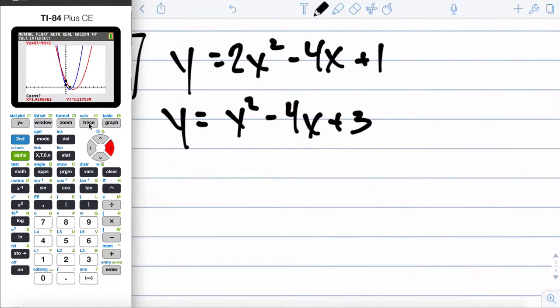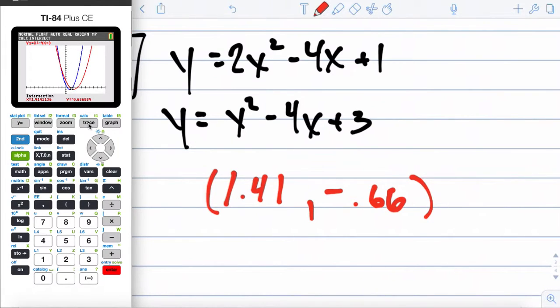Do second trace, option 5, blue line, enter, red line, enter, and move your cursor to where it crosses, just so you make sure you find the right intersection. That one right there is the point 1.41 and negative 0.66.